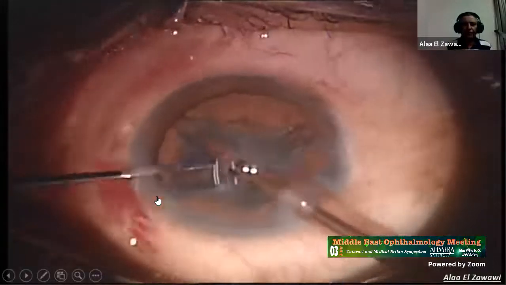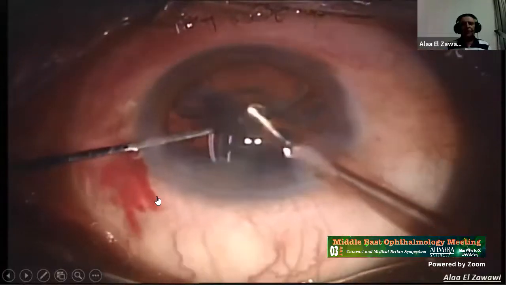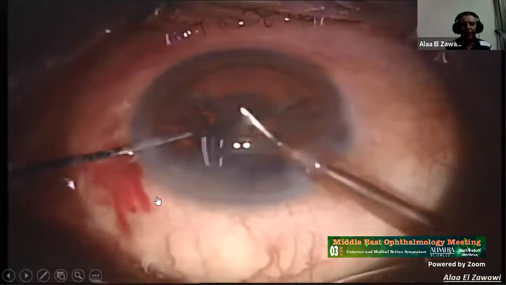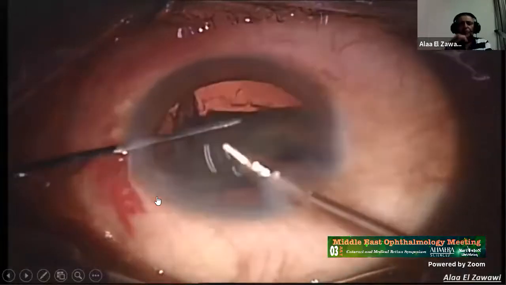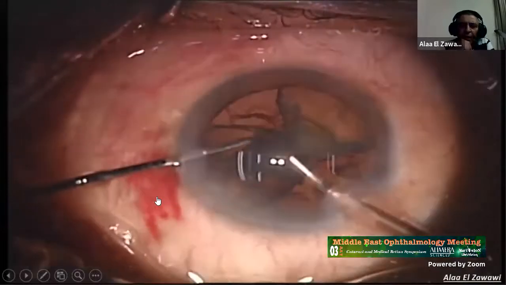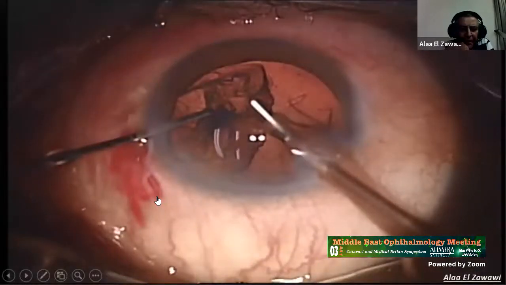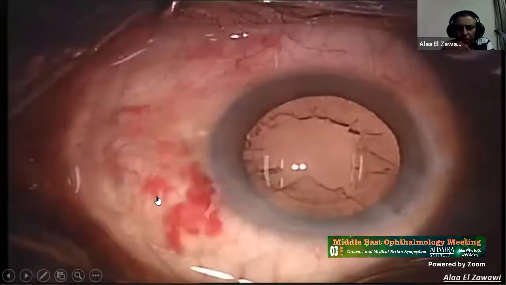I'm doing my divisions, and then I am taking my first quadrant, and then the other quadrants will come. Sometimes there is tumbling, but if your instrument is okay and your phaco machine parameters are okay, everything will come to you in your place, and you don't have to search. Look at my right hand, it's always in the middle.